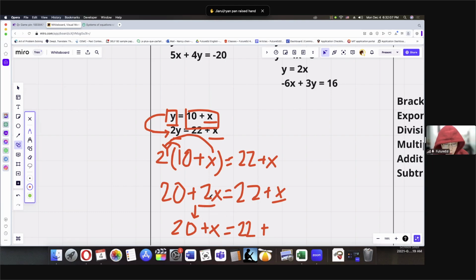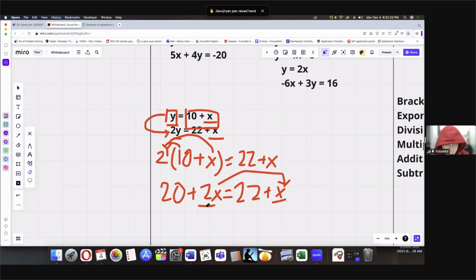So how can you force this 2x to go to the right? How can I force the 2x to do that? Two x plus x is 3x. Not exactly. How do we get rid of positive 2x, Garrus? We subtract. Exactly. So we can subtract 2x.